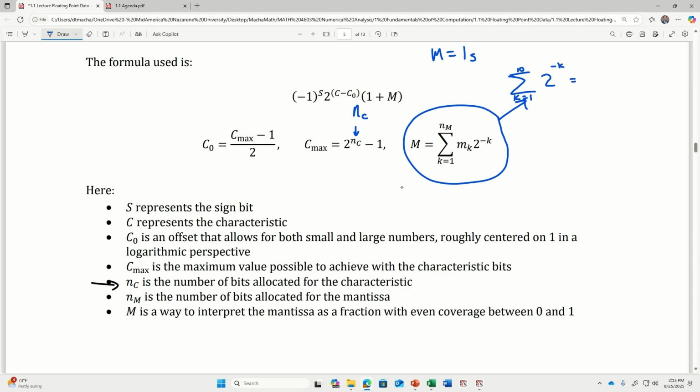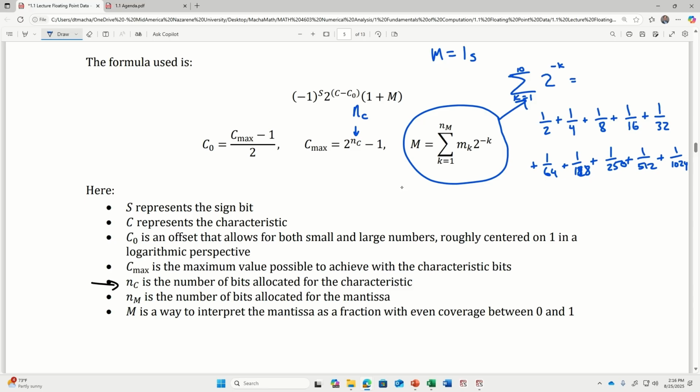So first, I have 2 to the power negative 1. Then I have 2 raised to the power negative 2. Then 2 raised to the power negative 3, and 2 raised to the power negative 4, and negative 5, and negative 6, and negative 7, and negative 8, and negative 9, and negative 10. Those are all the negative powers of 2.